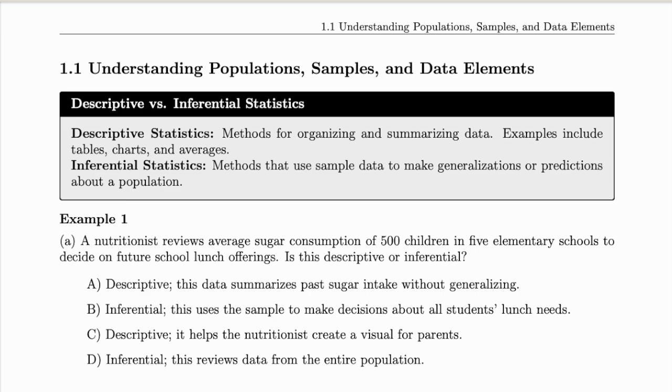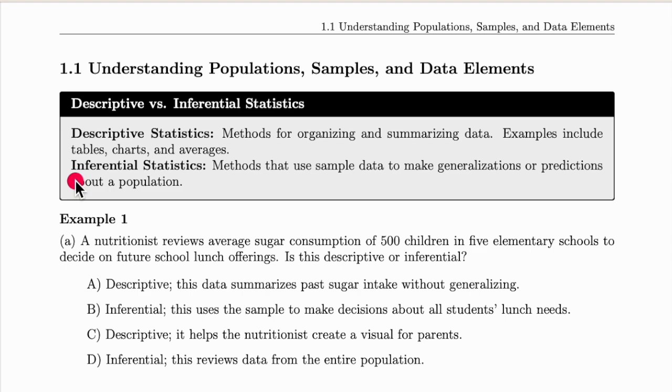Okay, so let's first start by exploring the difference between the two branches of statistics. We have descriptive statistics and inferential statistics. So looking at our definition box, we have descriptive statistics are methods we use for organizing and summarizing data. Examples include making tables, charts, and finding averages. That's not all of the descriptive statistics, but those are examples. So anything that we use to organize and summarize data is considered descriptive statistics.